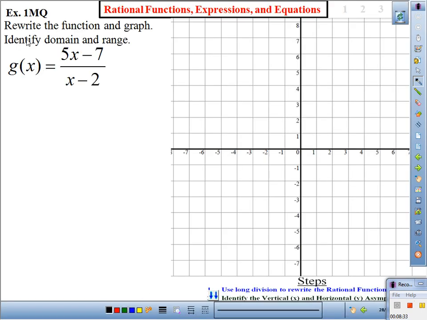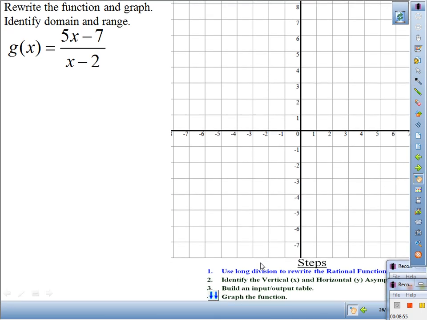G of x, example 1 mega q. It says rewrite the function and graph, and then identify the domain and range. So here we have g of x equals 5x minus 7 over x minus 2. Once again, g of x equals 5x minus 7 over x minus 2. What did the steps say here to do? The steps that I gave you guys. It says use long division to rewrite it.